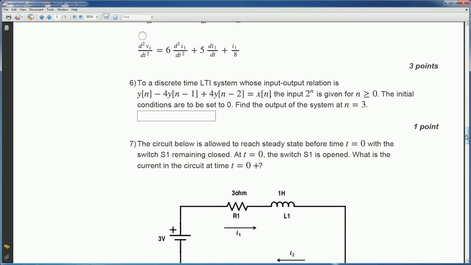You plug in n equal to 3 here, you will get something, and then plug in n equal to 2, plug in n equal to 1, plug in n equal to 0, you will get to the answer. Okay. So, you just repeatedly use this equation, you can find the answer without any problem. So, the discrete time system, at least for the initial part, just solving for a few inputs and outputs, is quite easy, and it is very simple substitution.